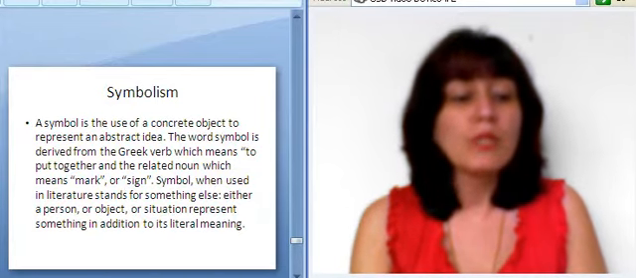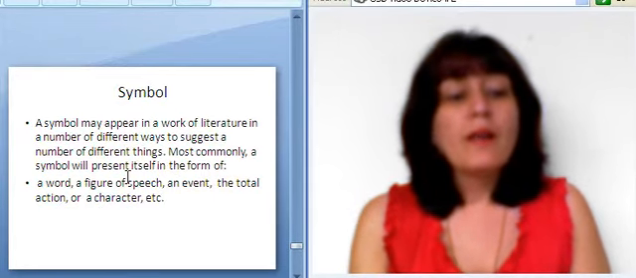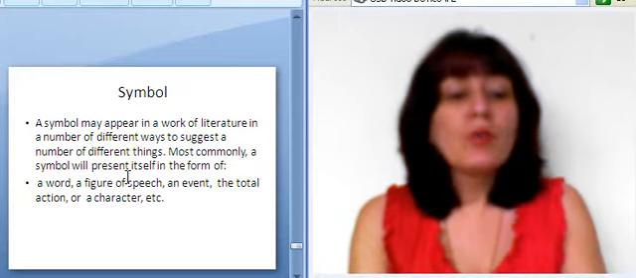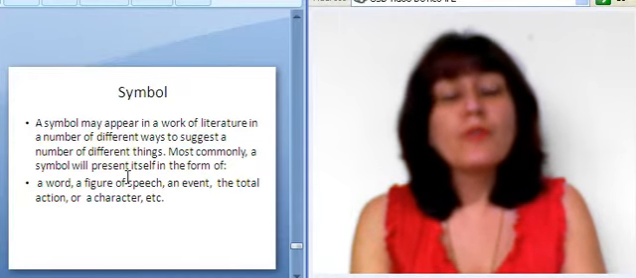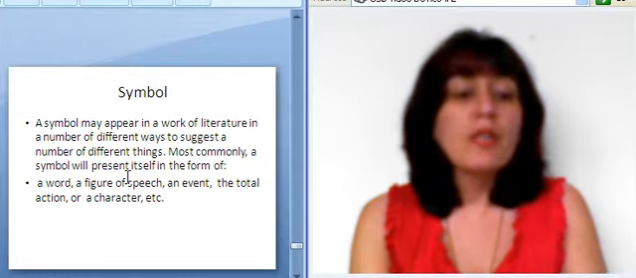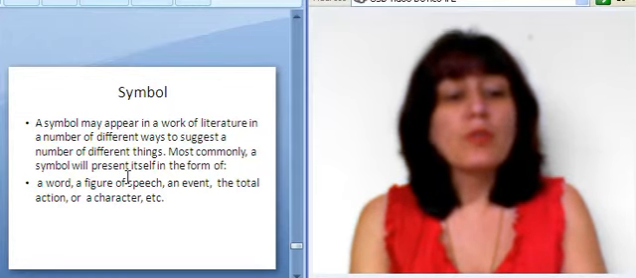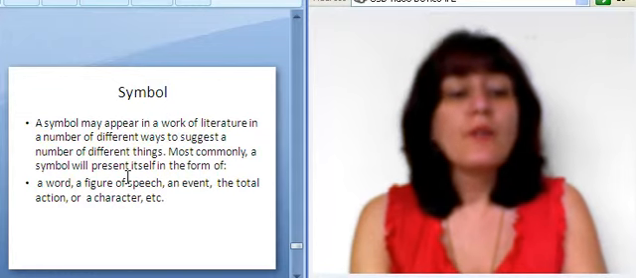A symbol may appear in a work of literature in a number of different ways to suggest a number of different things. Most commonly, a symbol will present itself in the form of a word, a figure of speech, an event, the total action, or a character, etc.